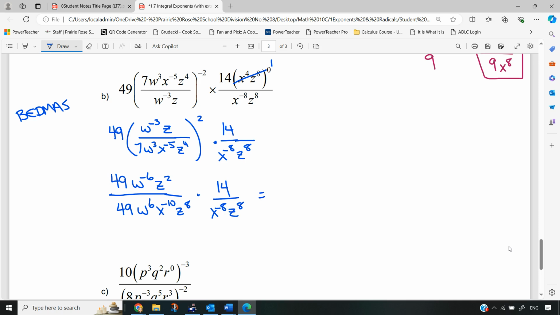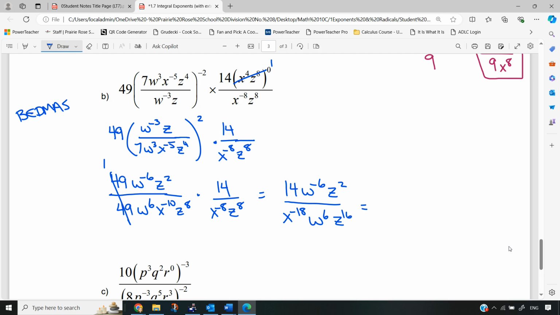So when we're combining these, essentially we're just multiplying everything on the top and multiplying everything on the bottom. Now if you notice here, 49 over 49 is going to cancel, so that's going to leave me with 1. So on the top I have 14 w to the negative 6 z squared, and on the bottom I have x to the negative 18 w to the 6 and z to the 16.